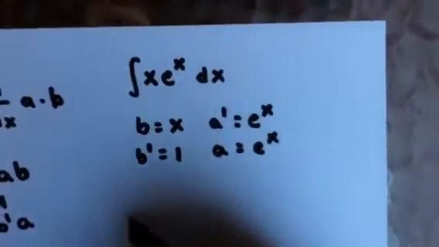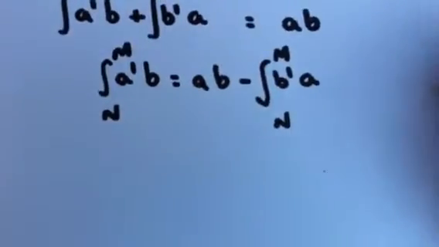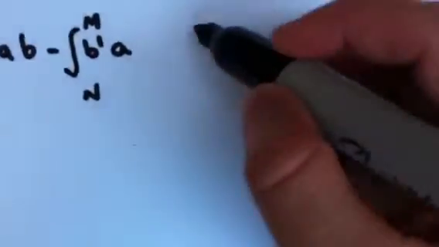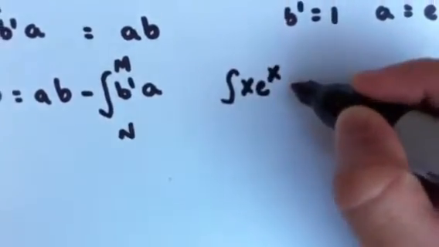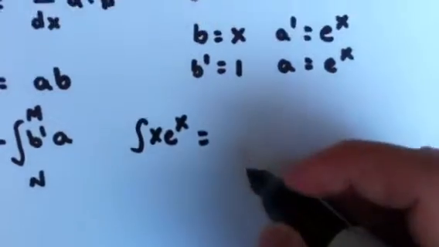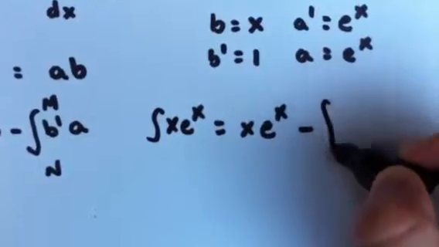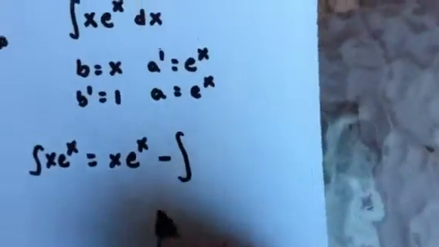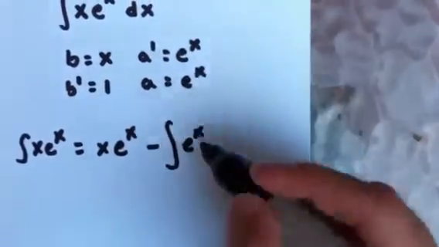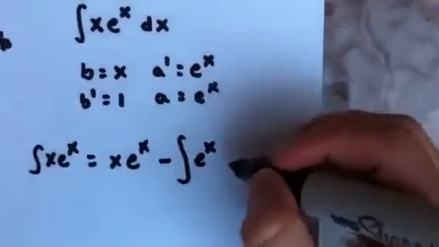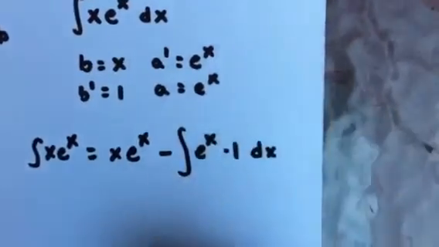Now what you want to do is rewrite your integral according to this formula. So we're going to say that the integral of x e to the x is equal to, well, that's x e to the x minus the integral of, and now we're going to have b prime times a, so that's e to the x times 1. Okay, and this is still dx.